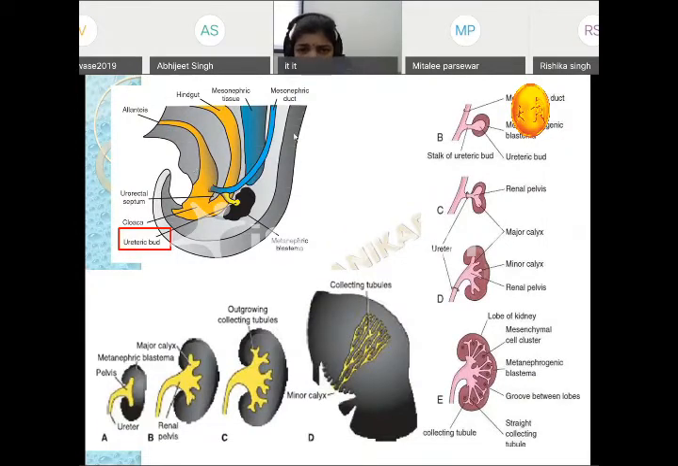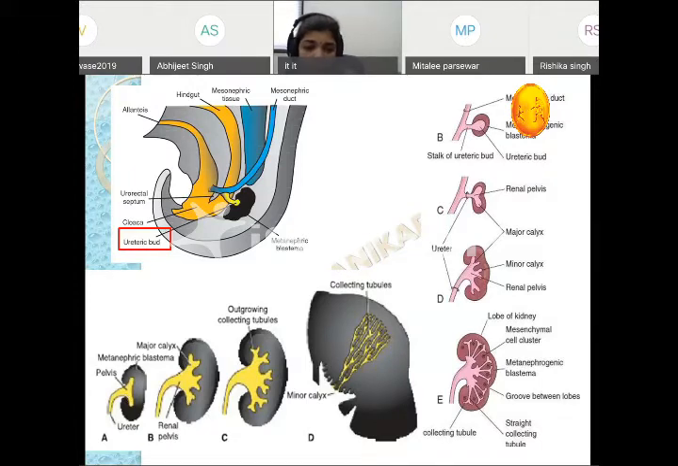So here you can see this is the mesonephric duct. From the distal end, just before it opens into the cloaca, this ureteric bud arises. It grows towards the metanephric blastema. It penetrates it and makes a dilatation, and this is called the ampulla. And this ampulla gives rise to the primitive renal pelvis.